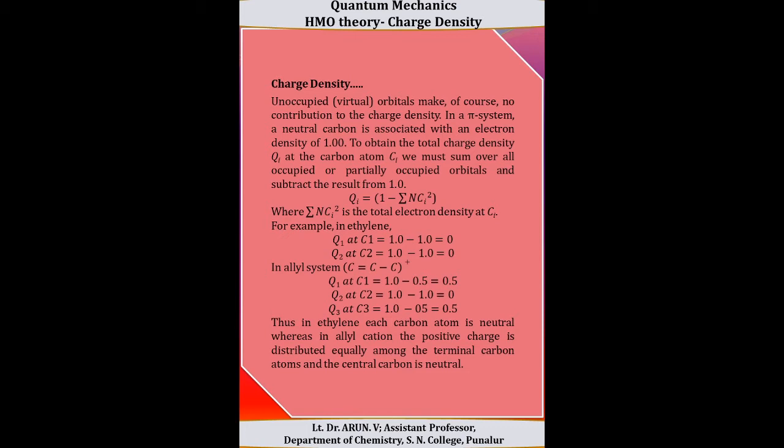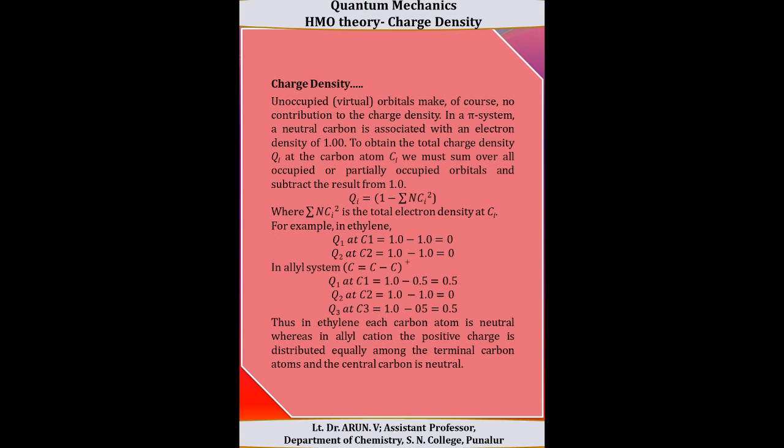In a pi system, a neutral carbon atom is associated with an electron charge density of 1.00. To obtain the charge density Qi at the carbon atom Ci, we must sum over all occupied or partially occupied orbitals and subtract the result from 1. That is, Qi equals 1 minus sigma n Ci squared, where sigma n Ci squared is the total electron density at Ci.